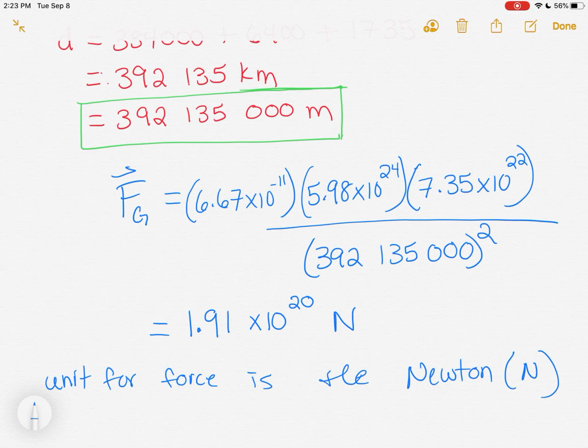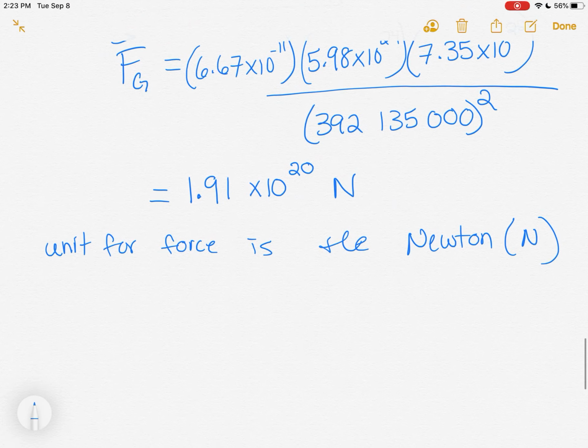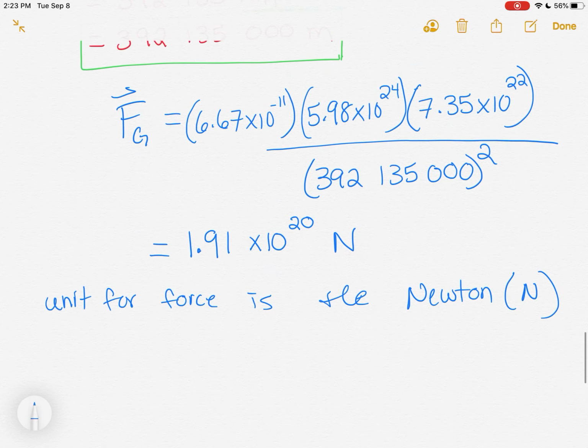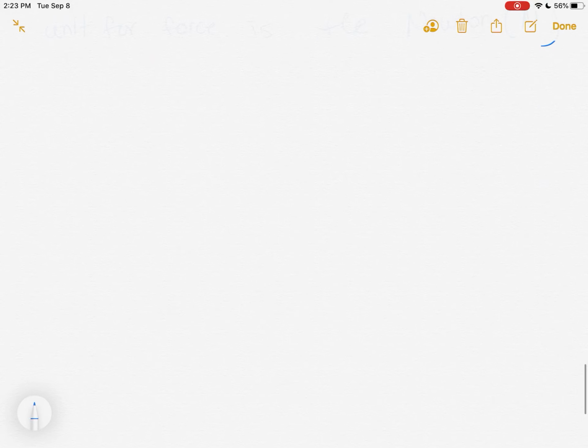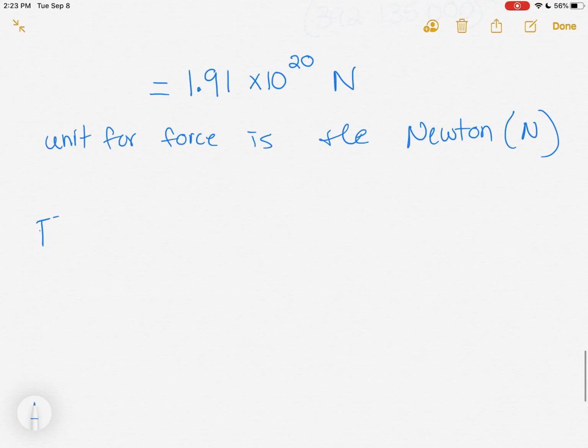Now I do want to talk about the actual force of gravity. You guys are going to do some more practice with doing calculations with gravitational forces, but I actually want to talk about the force of gravity as well.